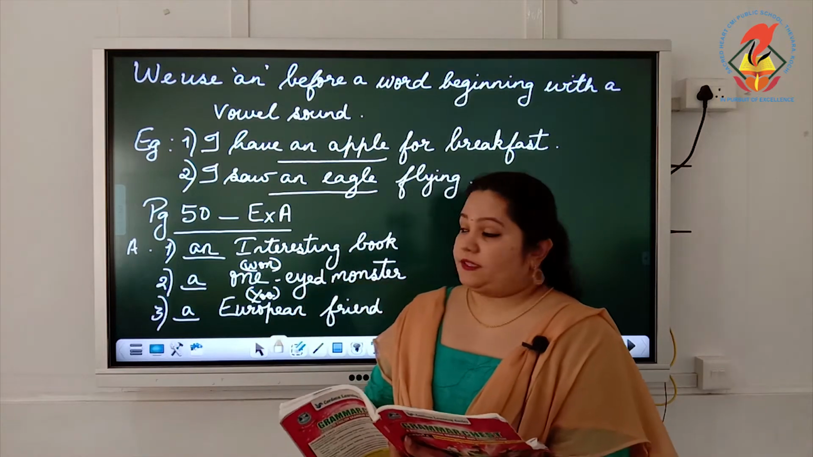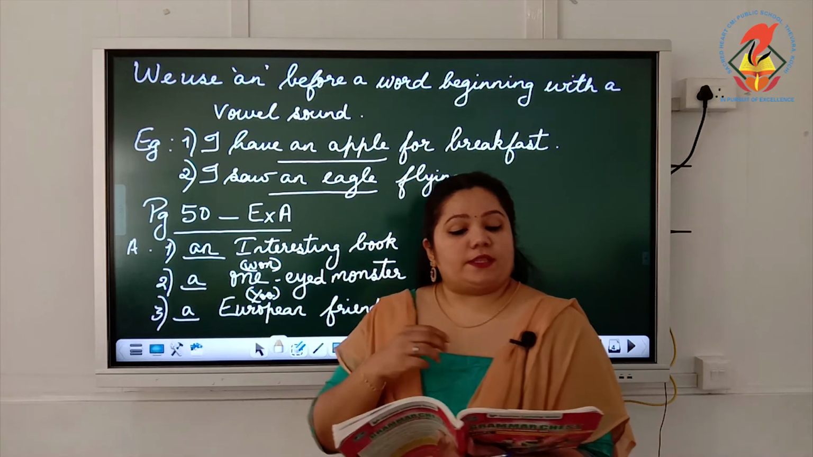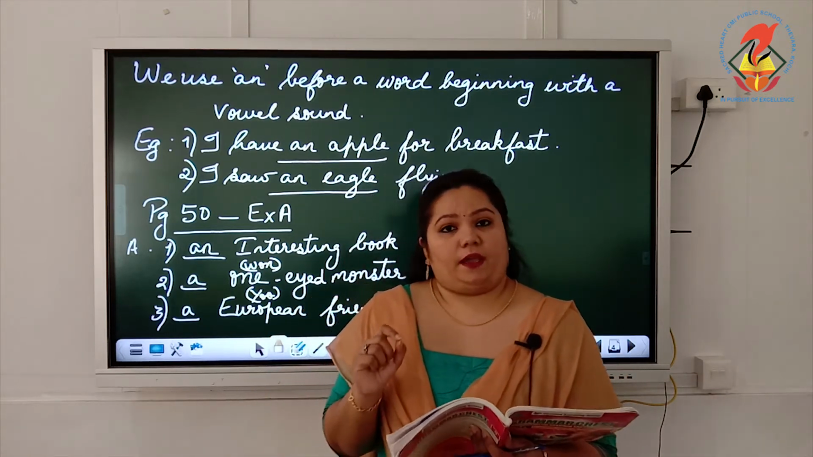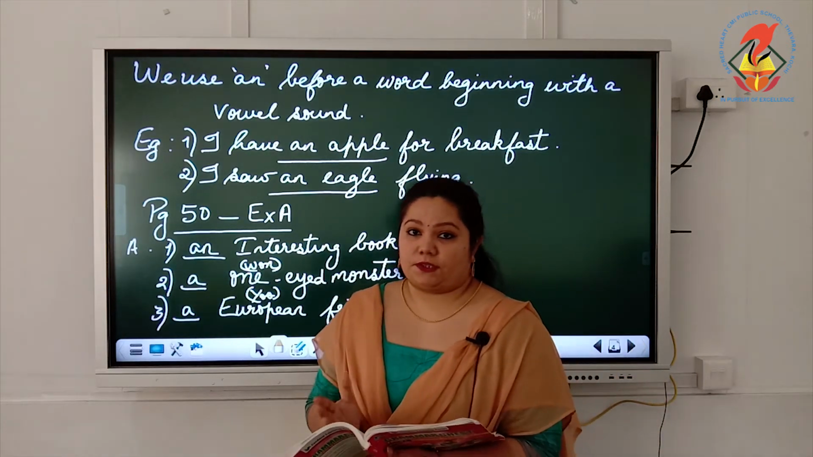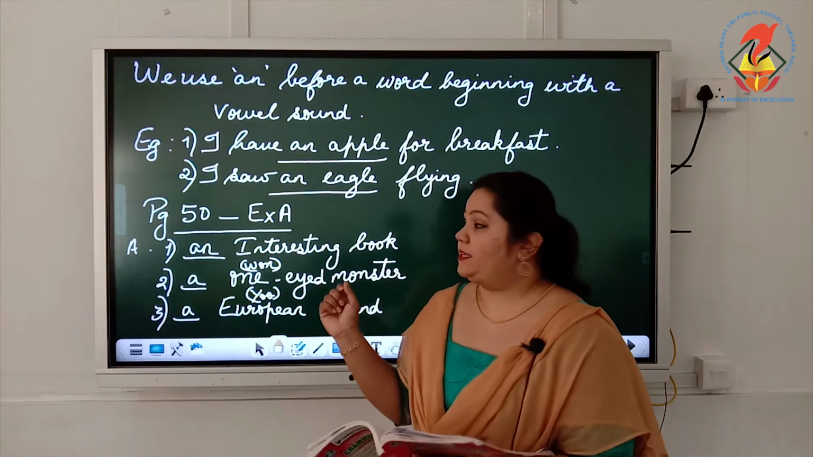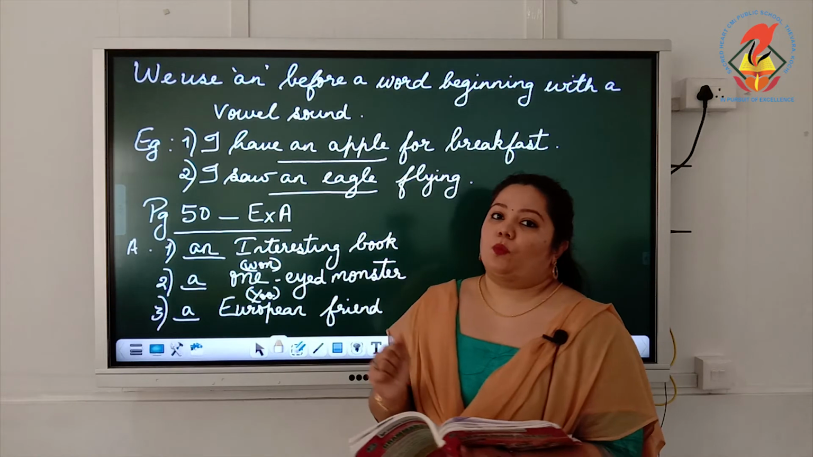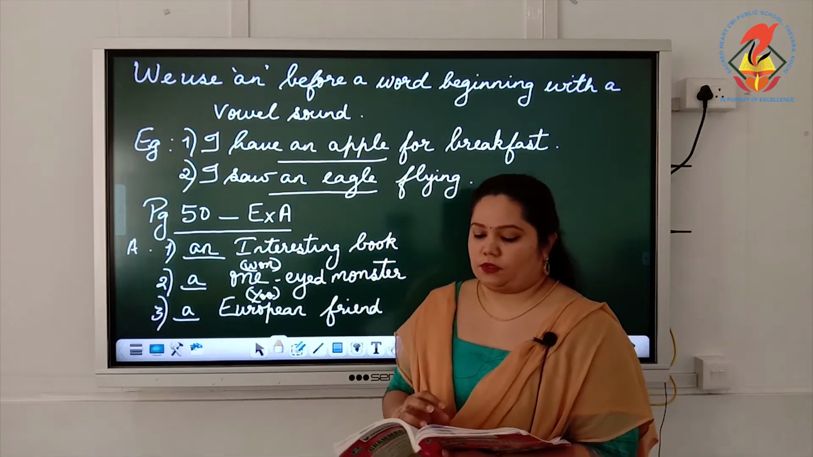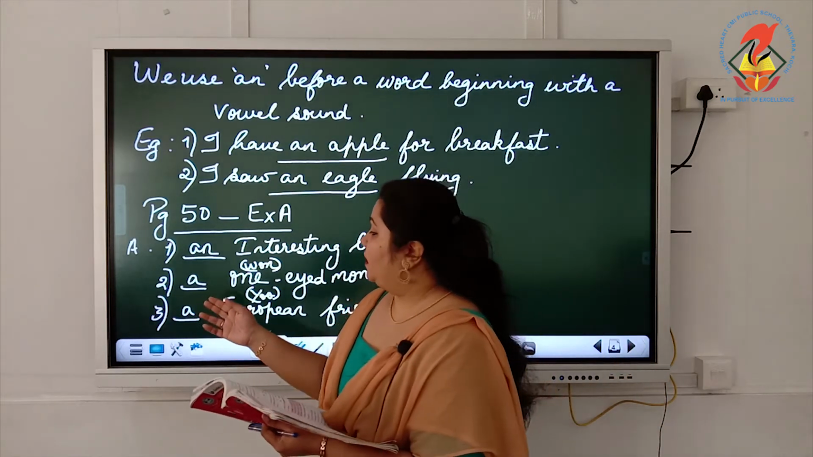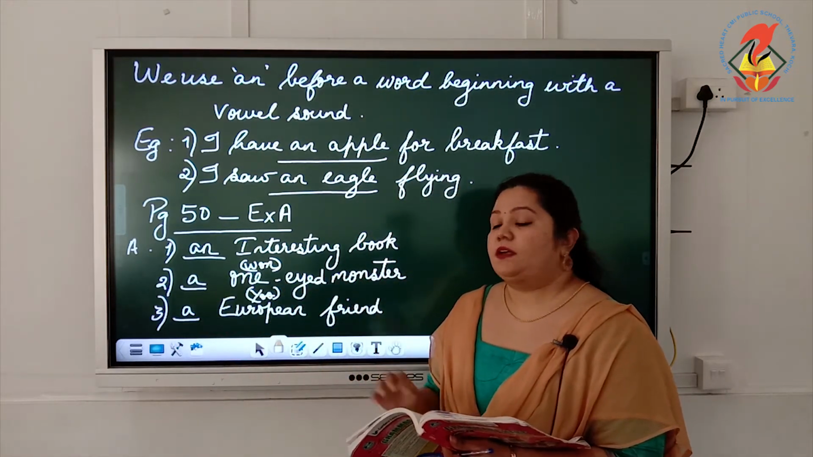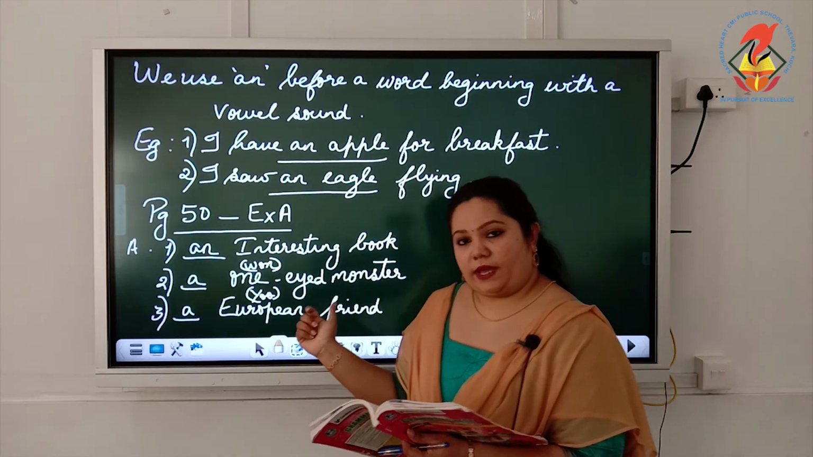Now let us do the exercises. On page 50, exercise A, fill in the blanks with article a or an. The first one, dash interesting book, an interesting book. Yes, because in the word interesting, the letter I has a vowel sound, so an interesting book. The next one, one-eyed monster. A one-eyed monster, because one has a consonant sound in this particular word, right?